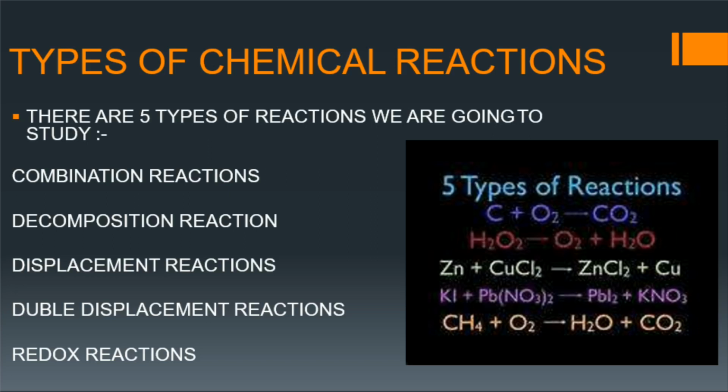Combination reactions happen when 2 or more substances react together to form a new compound, meaning all of the reactants are being used up. Decomposition reactions involve the breakdown of a single reactant into 2 or more products. Displacement reactions involve the replacement of one element with another. Double displacement reactions occur when 2 reactants exchange parts of their molecules to become 2 new compounds. Finally, redox reactions involve the transfer of electrons, where one reactant gains electrons while the other loses electrons.